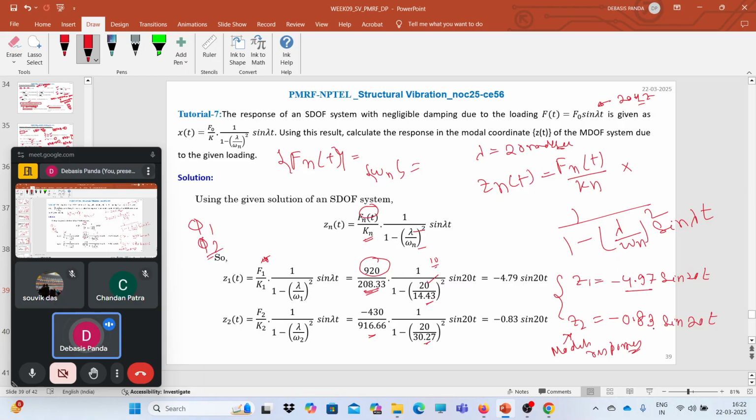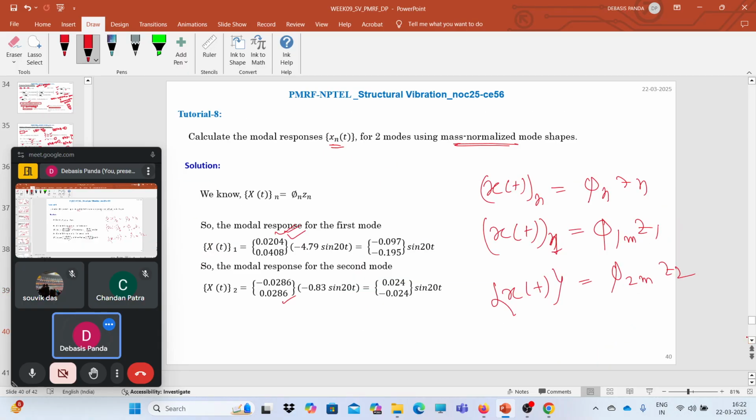Z1 is nothing but this, Z2 is nothing but this. So for the first mode we have this response, and for the second mode we have this response. Let's say this is your two-DOF system: first degree of freedom here, second degree of freedom here. This one is, for example, small x1 of t, and this is your small x2 of t.